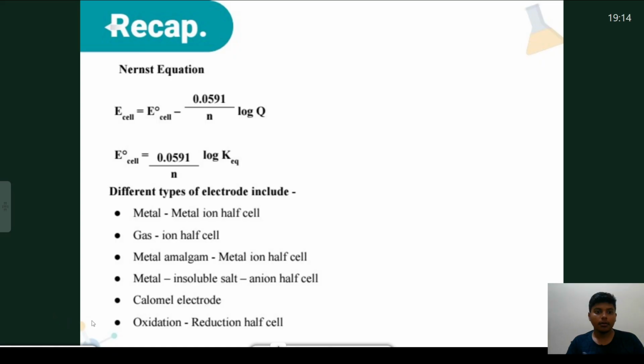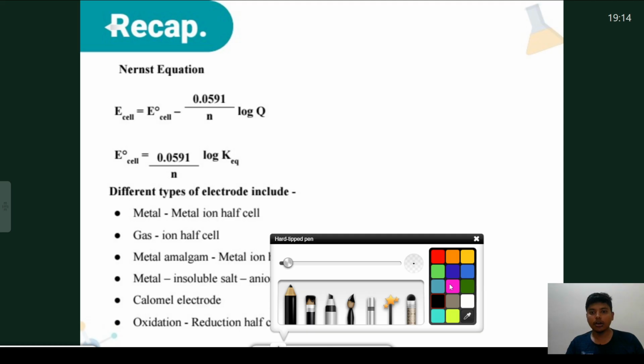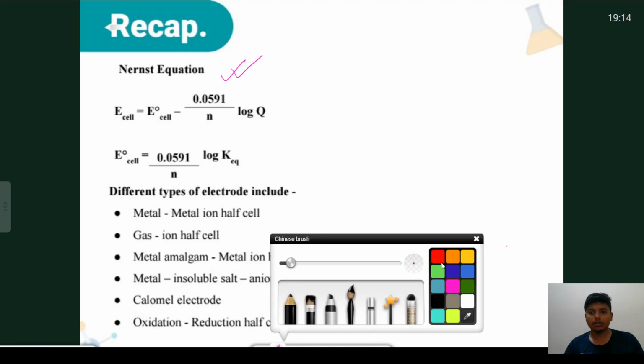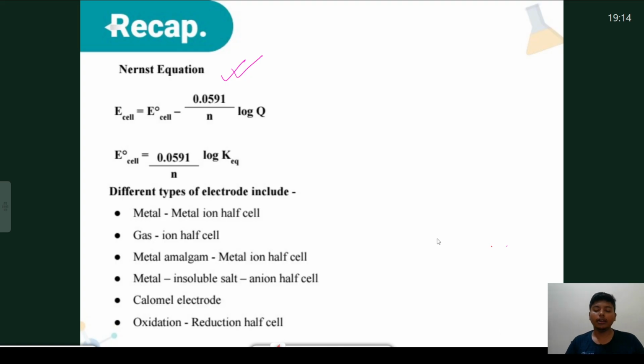Okay, so till now we have discussed many things. We talked about the Nernst equation and where to use it. We talked about E naught cell, and other things like how to calculate reduction potential, how to calculate oxidation potential, and the electrochemical series. Many things we talked about, and this type of electrodes we talked about, right?